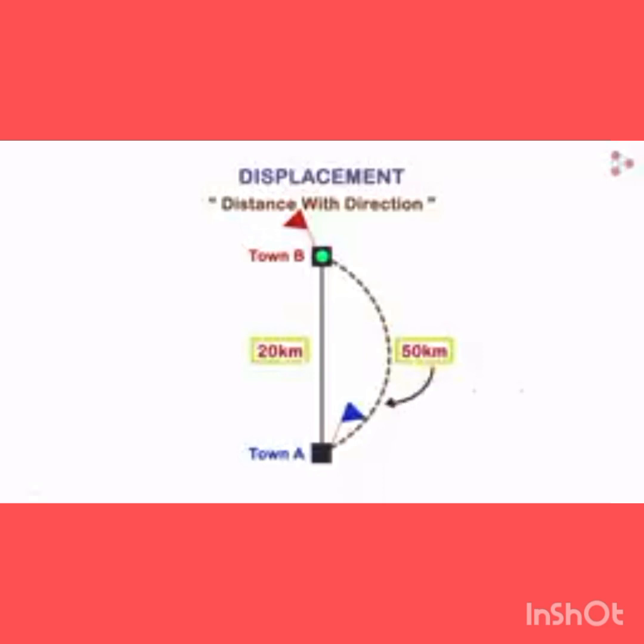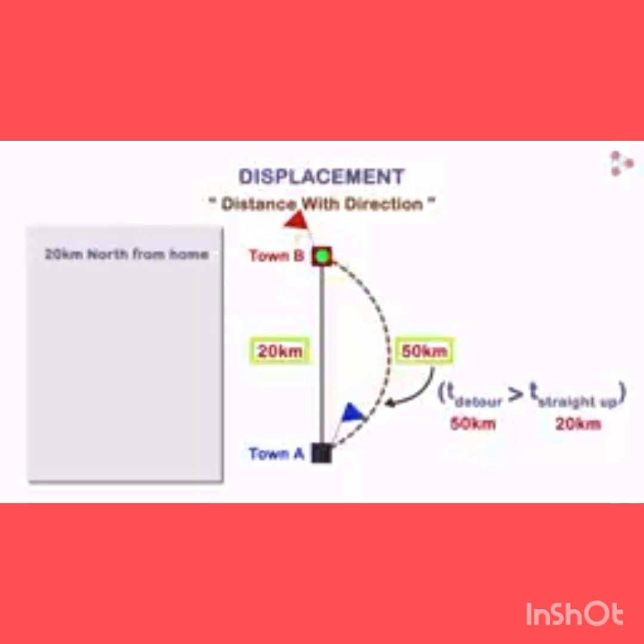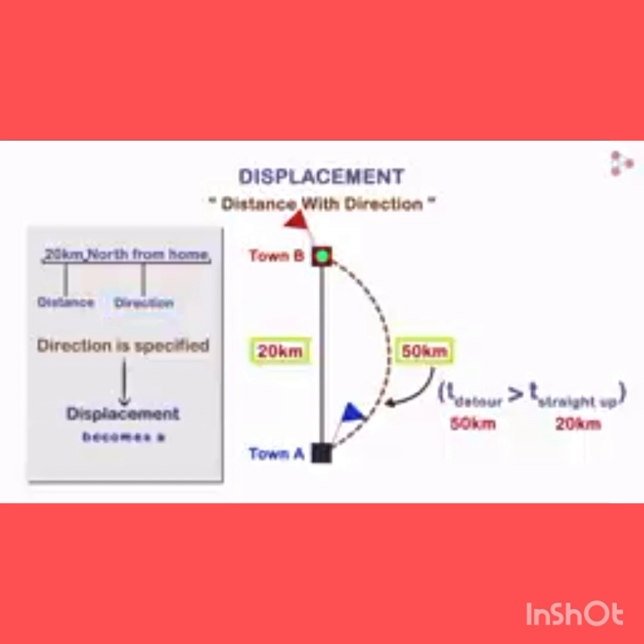No. The magnitude is different in both the cases, but in the first case the shortest path from town A to town B shows the direction, north of your home. That means here the direction is specified and the magnitude is 20 kilometers. Therefore, because of the direction, displacement is a vector physical quantity.